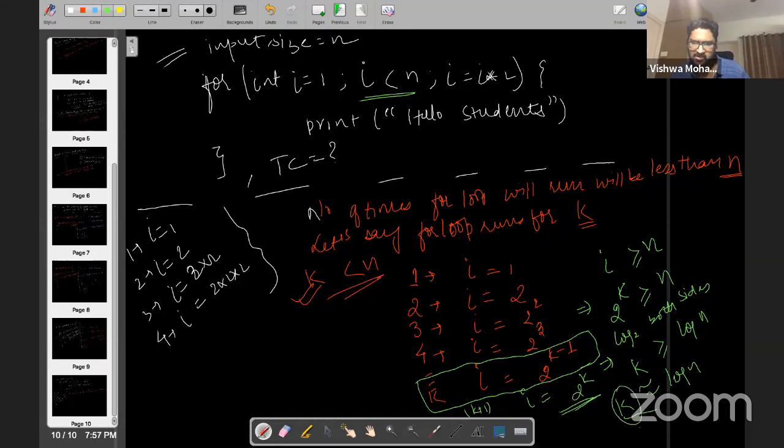What is k? k is my number of operations, right? So what I see is that the number of operations right now is proportional to the logarithm of n, and that is why I say that the time complexity of this problem will be order of log of n, right?